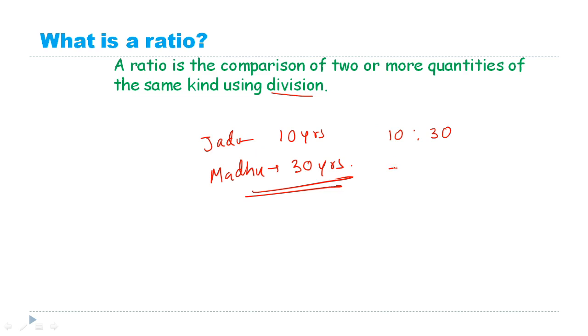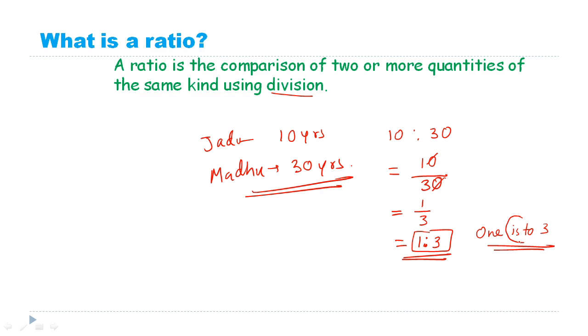10:30. And we can represent it by the division sign also. And always remember, whenever you use the ratio, you must keep it in the simplest form. So if we cancel this 0 and 0, then we will have 1/3, and we can write it in the form of 1:3. This symbol is known as ratio or is to. We read this as 1 is to 3. This is called ratio.